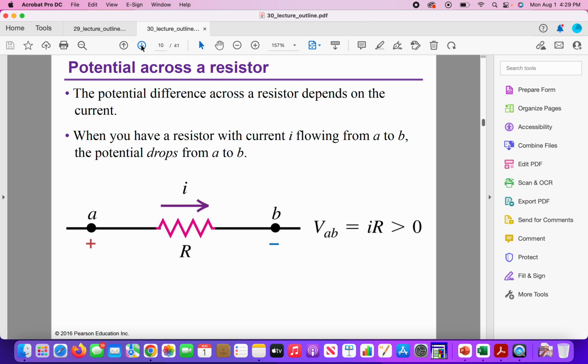Here we have a potential across a resistor, and when we have the current going through the resistor from A to B, then the potential difference drops from A to B, and we're going to have VAB equals IR, and that is greater than 0, because the current is going to leave the high to the low.